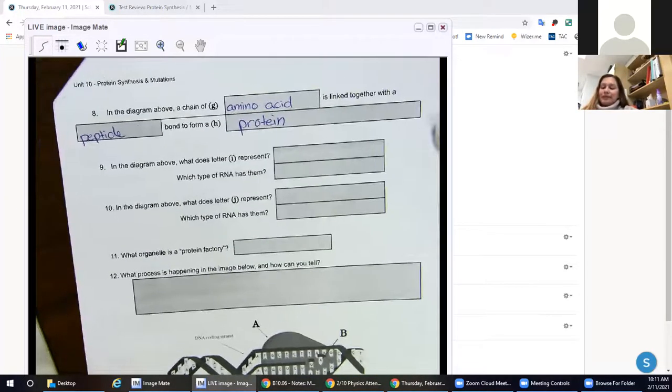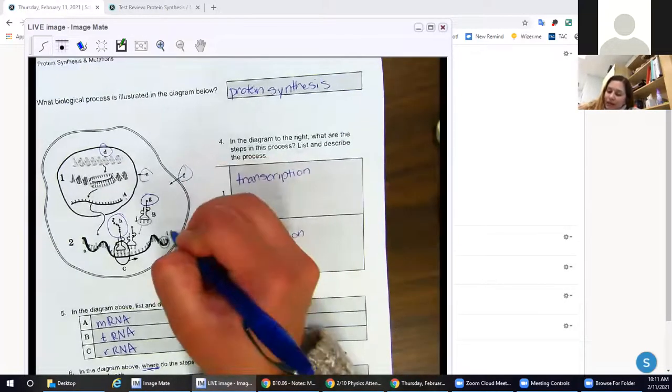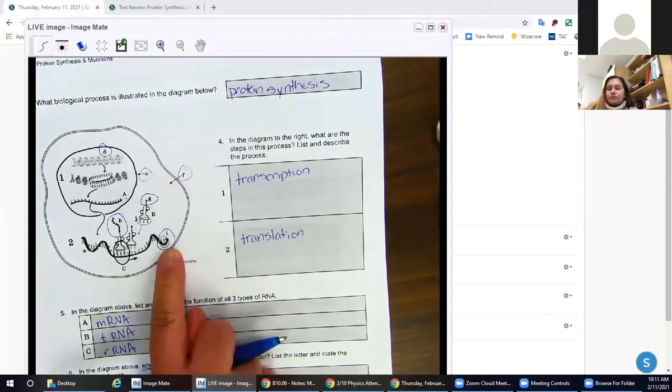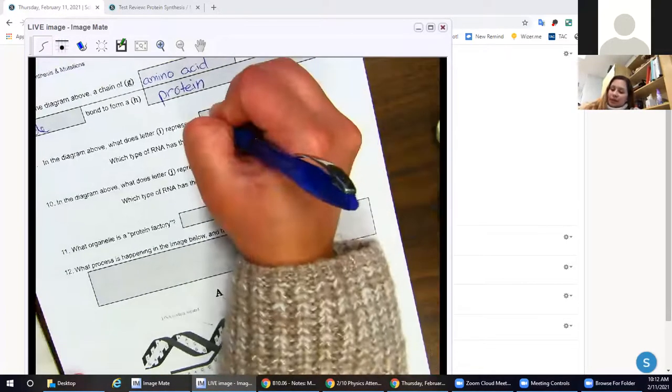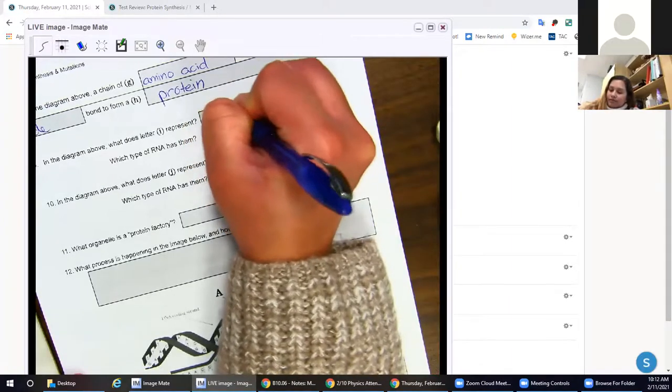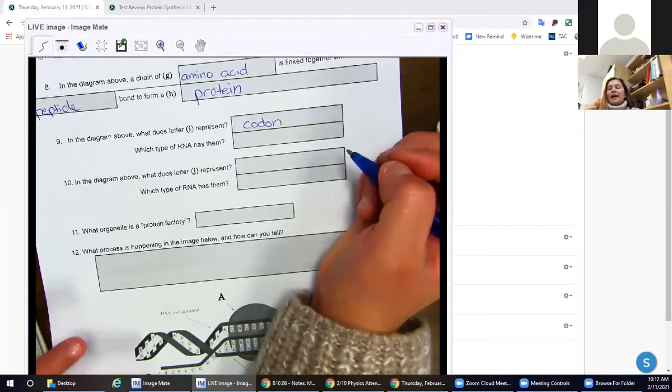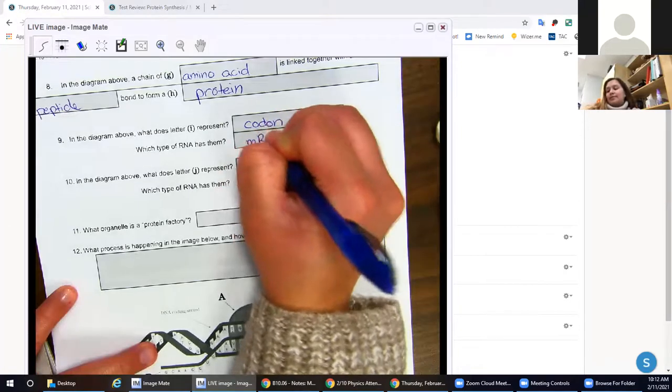Number 9, in the diagram above, what does letter I represent? I is right here. And it's circling 3 bases. So that's going to be my codon. Which type of RNA has them? That's my mRNA.